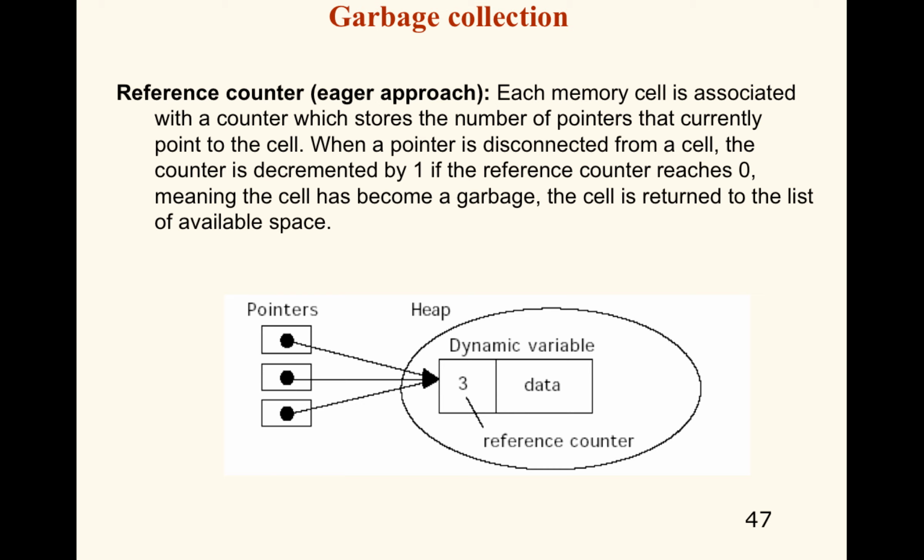But you have that increment and the decrement every time a reference is set to the cell through that reference counter variable. So when a pointer is disconnected from the cell, the counter is decremented by 1. When the reference count reaches 0, it means the cell has become garbage. The cell is returned to the list of available space automatically, and it's done when the references go away.